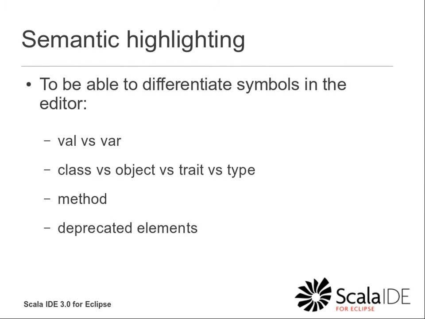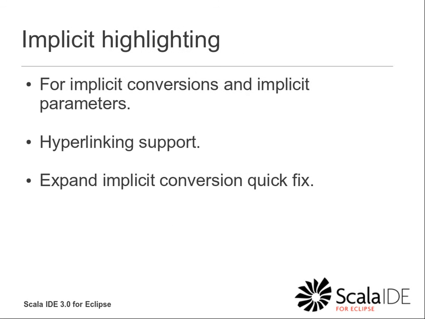A set of features has been added to Scala IDE to show additional information in the code. The first one is Semantic Highlighting. It highlights each symbol of the code according to how they are defined. Next to Semantic Highlighting is Implicit Highlighting. It highlights the use of implicit in the code. It also allows to jump to the definition of the implicit and to make the code explicit.